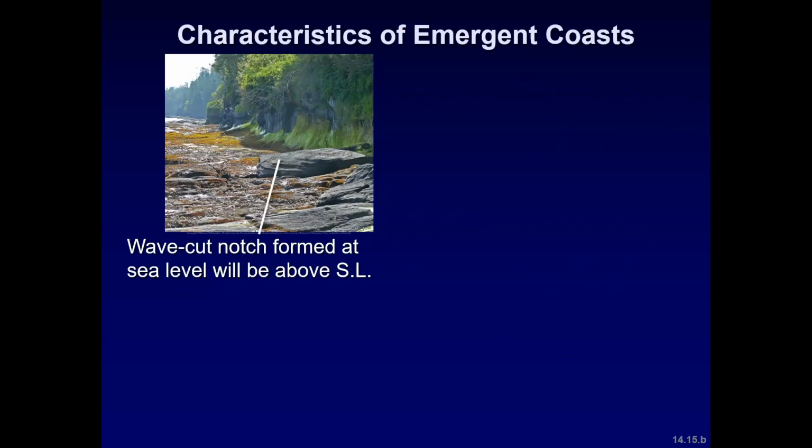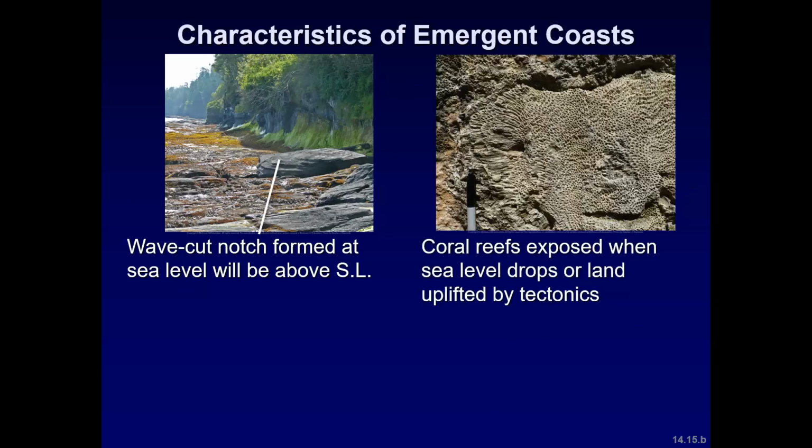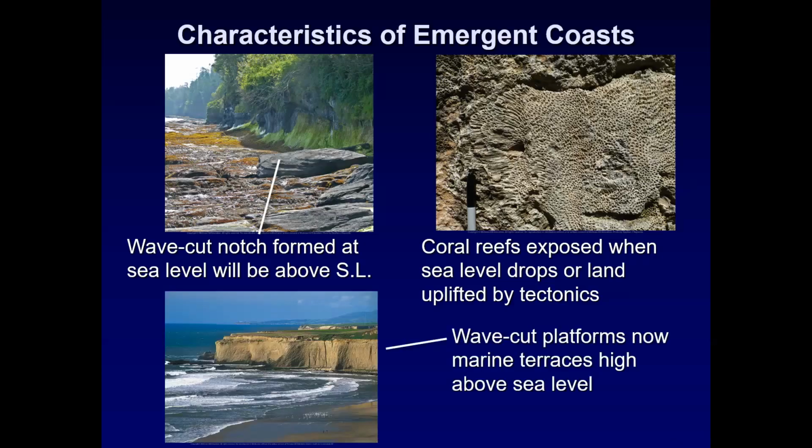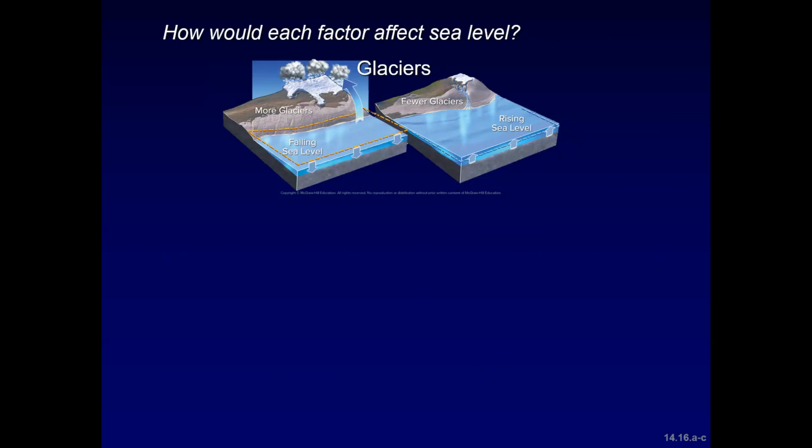Some more characteristics of emergent coasts. We've got these wave-cut notches formed at sea level. They'll be above sea level, then SL. Then coral reefs are exposed when sea level drops or the land is uplifted by tectonics. And wave-cut platforms are now marine terraces high above sea level.